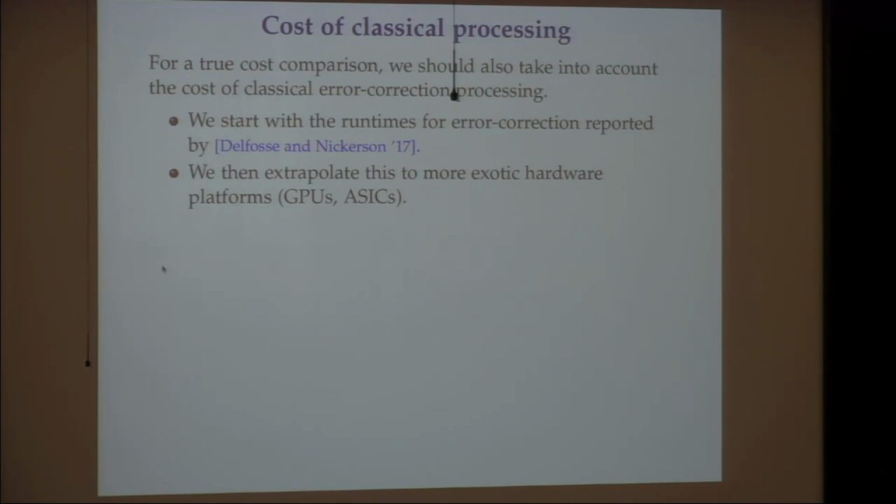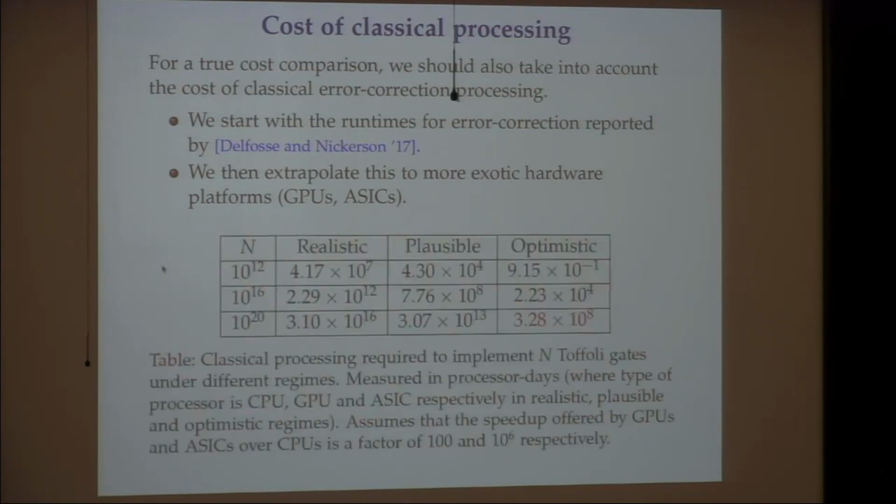We might be able to do something interesting in putting it on some different kind of hardware, like maybe a GPU or an ASIC. And so we have some kind of guesswork in how we can extrapolate up to these kinds of platforms. And then in the end, what we end up with is some estimates for how much classical processing it will take to implement a certain number of Toffoli gates under different types of parameter regimes. And we considered this for different types of hardware, like CPUs, GPUs, and ASICs.